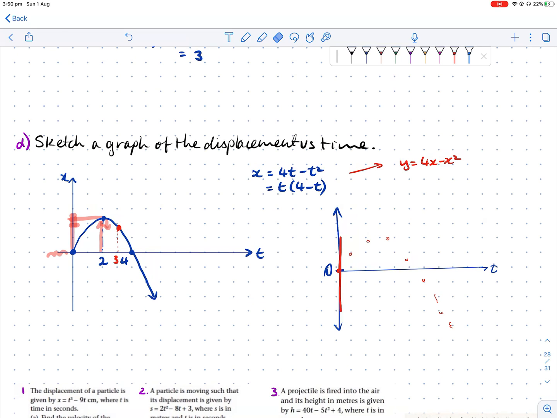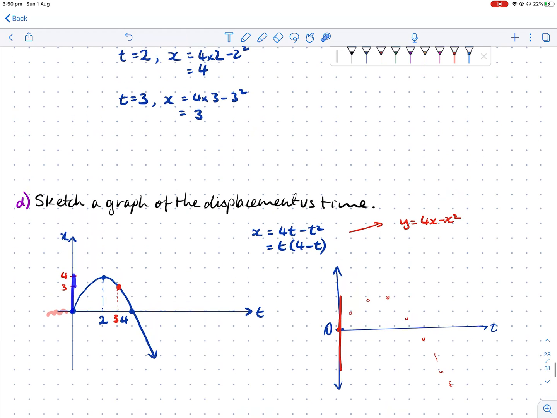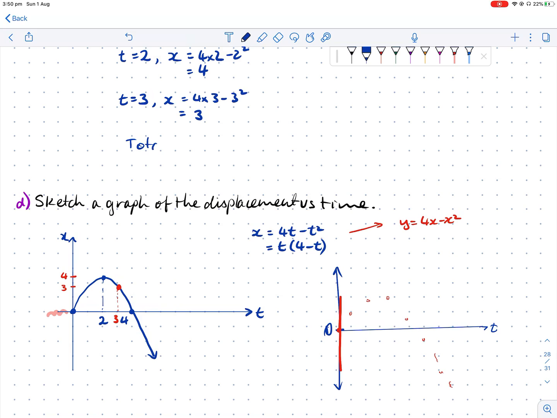So if I draw it on here, I'll just rub out all my highlights. So what we're looking at here is this particle, the highest point there is 4, and then it drops to 3. So this particle has gone up to 4 and then back down to 3. So then the total distance travelled is going to be 4 plus 1. Okay, so 4 units to get to the top, and then 1 unit to get down to that point. So the total distance travelled is 5 centimeters.